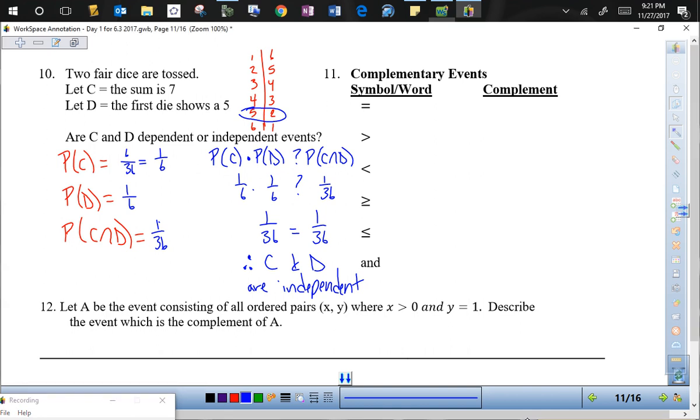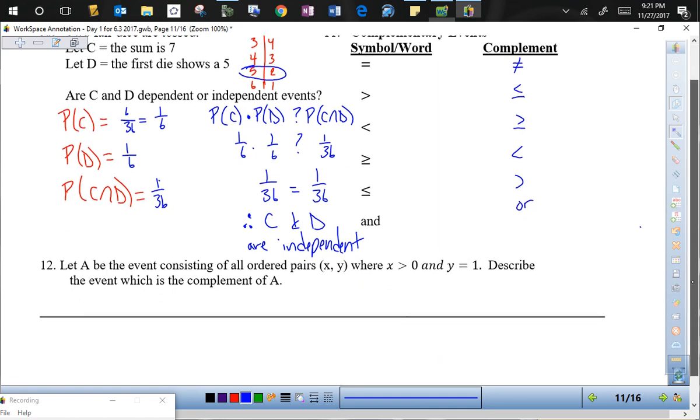Okay, so if we're talking about equal, the complement of that would be everything but equal, so not equal. The complement of greater than is everything not greater than, so that would be less than or equal to. Similarly, the complement of less than will be greater than or equal to. Complement of greater than or equal will just be less than. Now, the complement of and will be or.